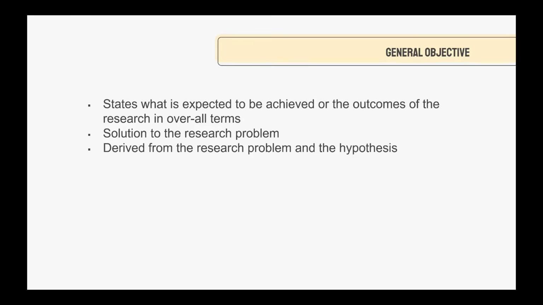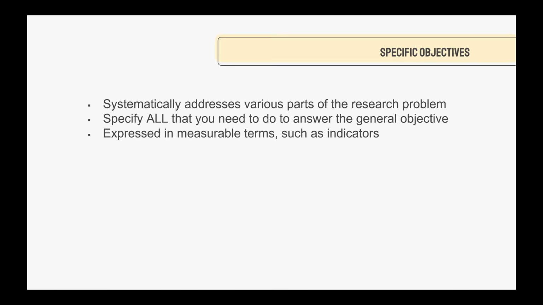So for objectives, we have one general objective followed by a few specific objectives. Okay, so don't worry about sounding repetitive. It's okay if the general objective is just the declarative form of the research question. Then for specific objectives, this systematically addresses various parts of the research problem.